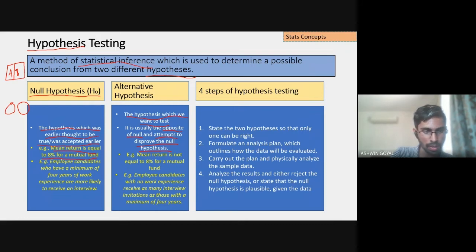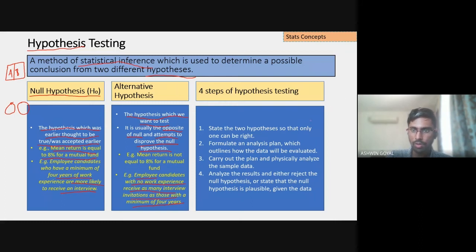Another example: employee candidates who have a minimum of 4 years of work ex are more likely to receive an interview. What would be the alternate hypothesis? It would be that employee candidates who don't have a minimum of 4 years of work ex, or you can say that employee candidates with no work experience receive the same number of invites. So employee candidates with no work experience receive as many interview invitations as those with a minimum of 4 years of work ex. So this is an example of an alternate hypothesis.